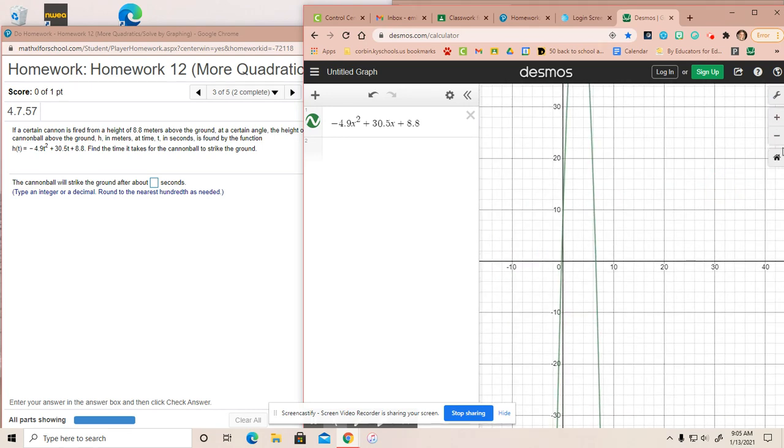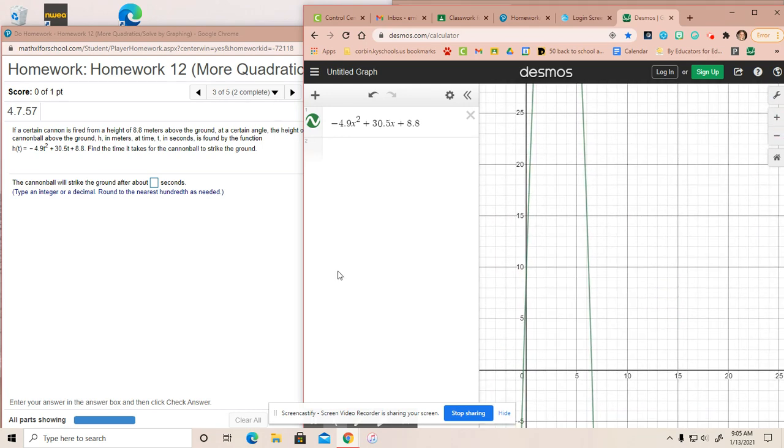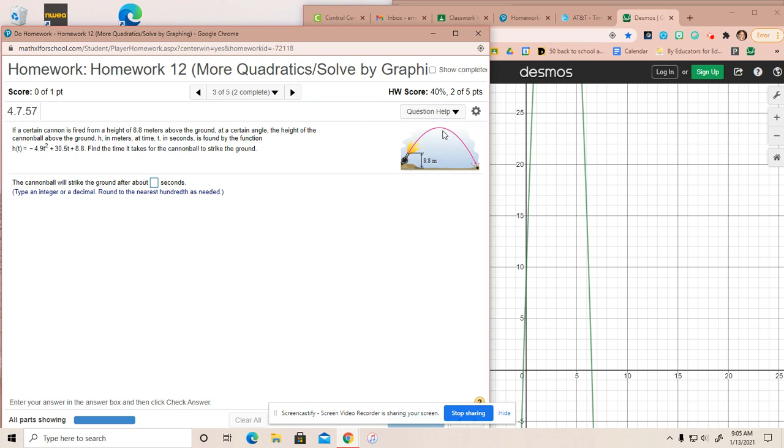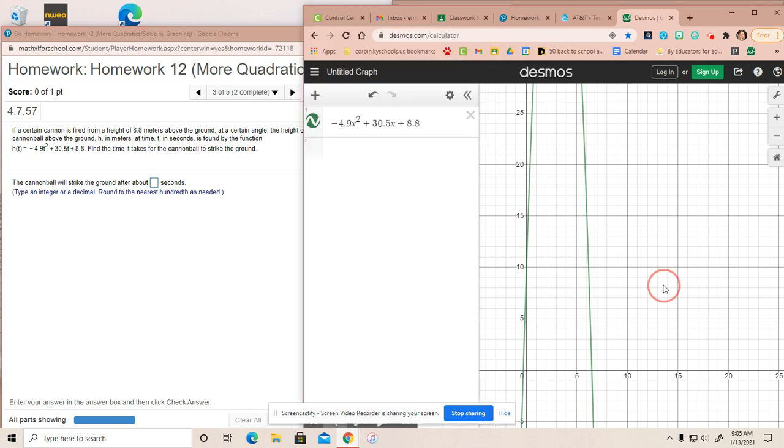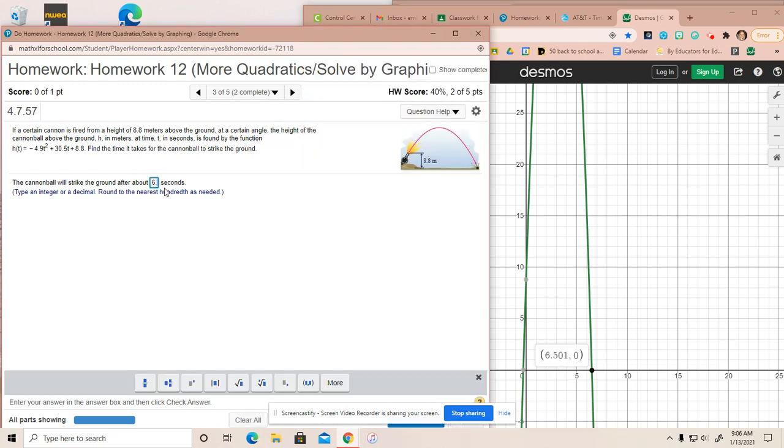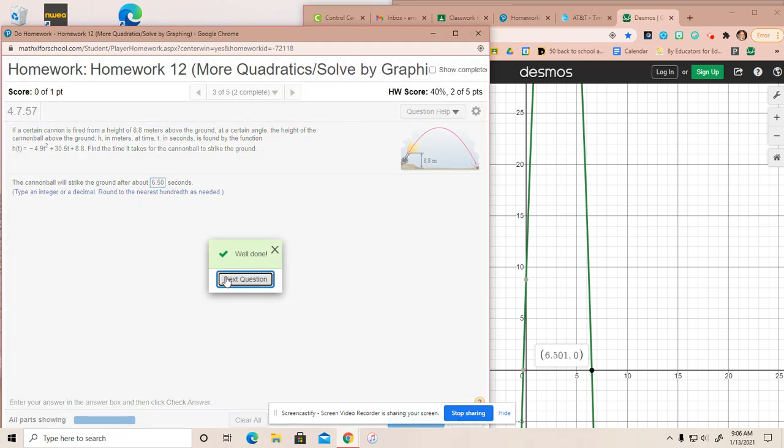Okay, so here we have our nice little graph. I'm going to zoom in a little bit just so it's easier to see. The cannonball will strike the ground after about how many seconds? Here's a great visual example. The cannon is shot and it hits over here. So on our graph, it's going to be this x-intercept way out here. Okay, so it's 6.5010. It says round to the nearest hundredth, so that's 6.50. There we go.